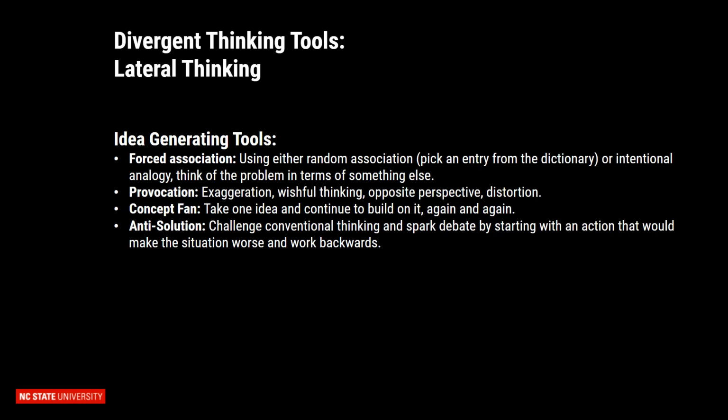Some of the tools of lateral thinking proposed by de Bono and others include forced association, which uses either random association, such as picking a random entry from the dictionary, or intentional analogy. Think of a problem in terms of something else. Provocation includes exaggeration, wishful thinking, opposite perspective, and distortion. The concept fan, which takes one idea and, similar to a concept map, continues to build on it again and again. And anti-solutions, which challenge conventional thinking and spark debate by starting with an action that would make the situation work and working backwards from that.